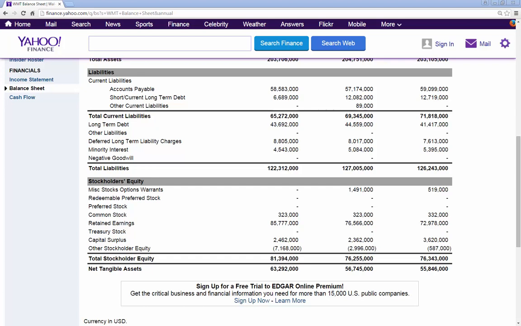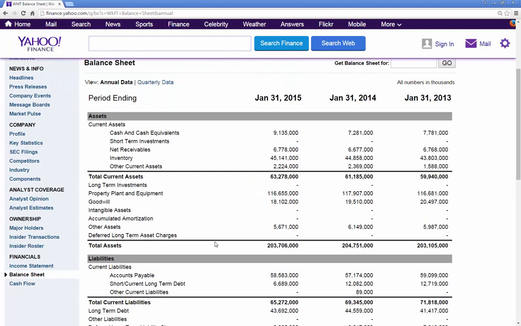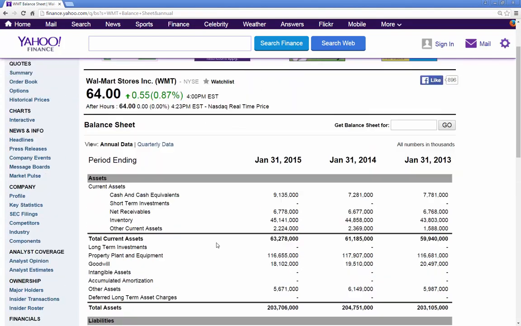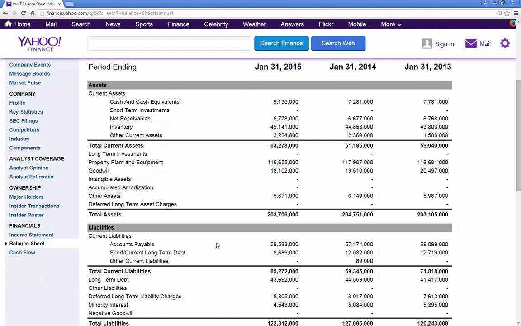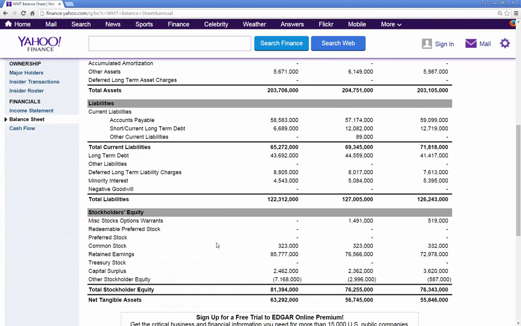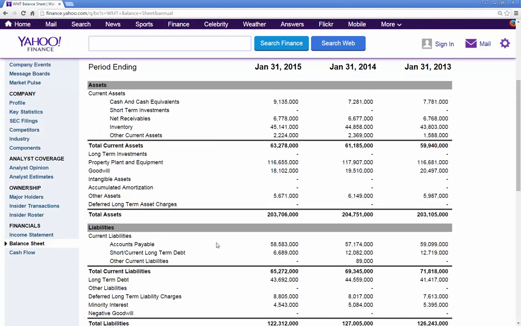Anyway, so there is the balance sheet of Walmart. Again, love them or hate them, they are a gargantuan company, and hopefully this little tour of their balance sheet will help you understand the other balance sheets you're going to look at during the next couple of chapters.